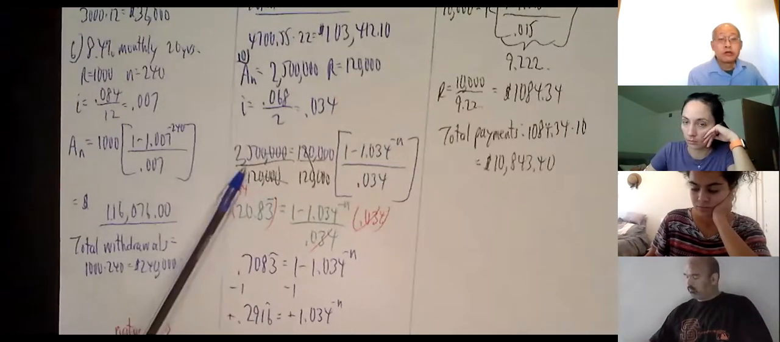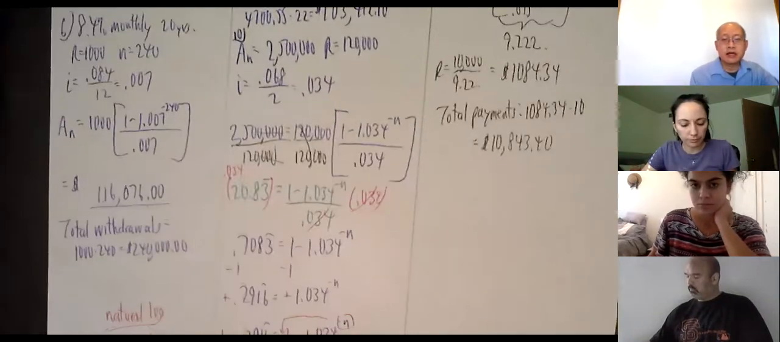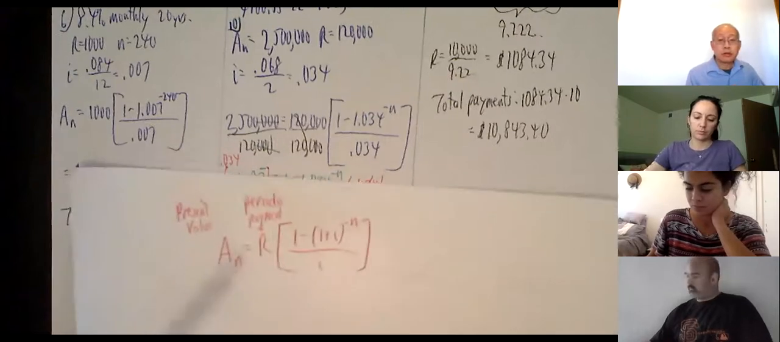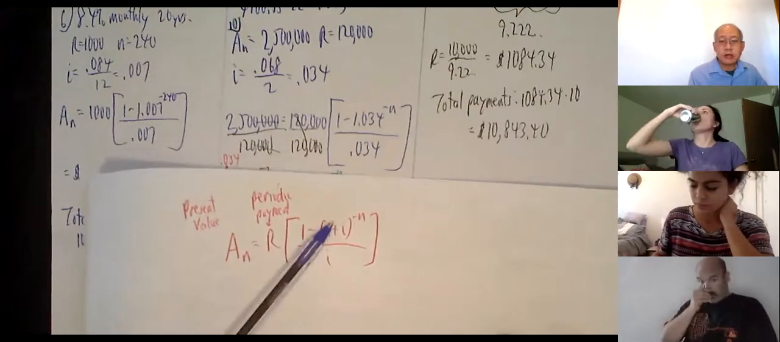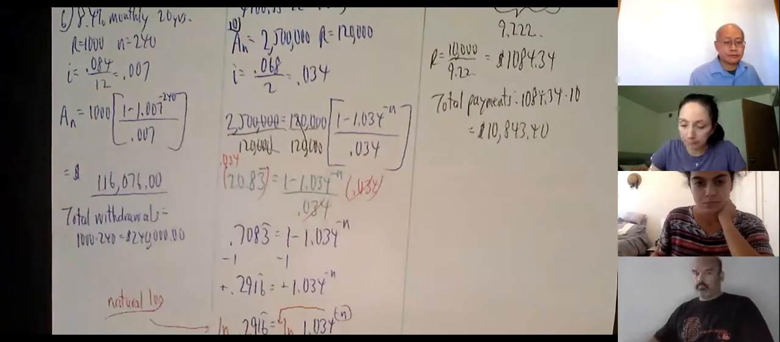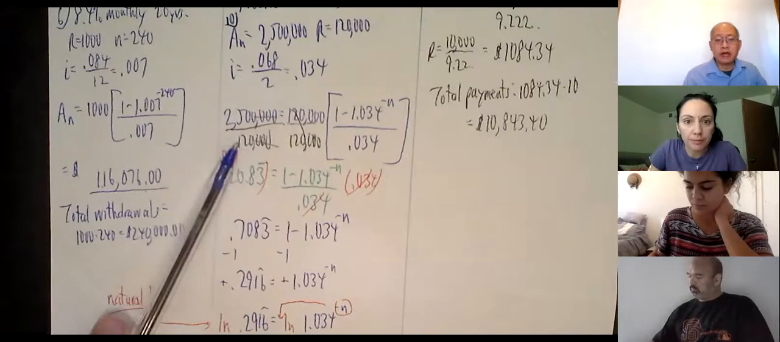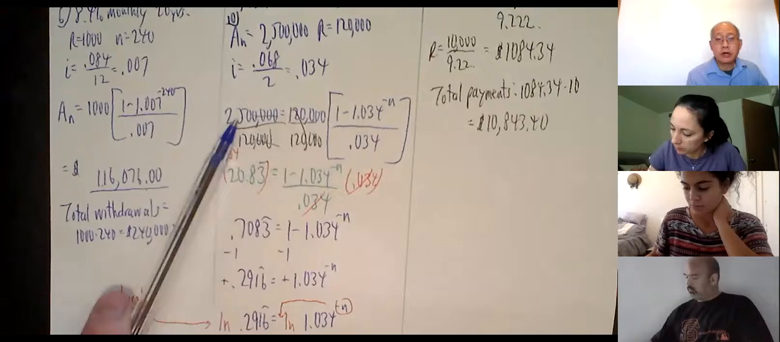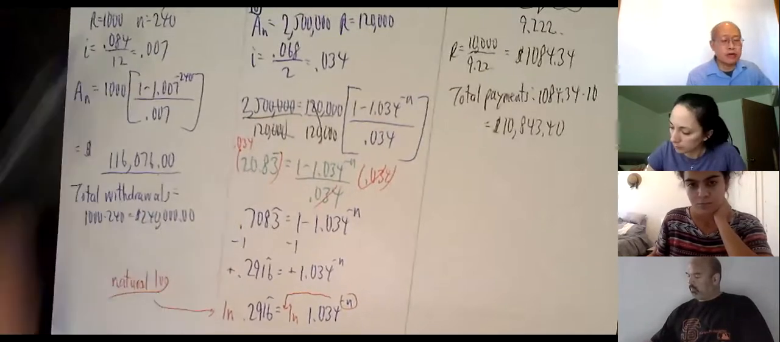All right, so 2,500,000 is here, 120,000 is here, I is 0.034. So 2.5 million, 120,000, 0.034, 0.034, and it looks like that. All right, so I divide both sides by 120,000. I'm trying to solve for n. So 2,500,000 divided by 120,000 comes out to be 20.83 repeating.